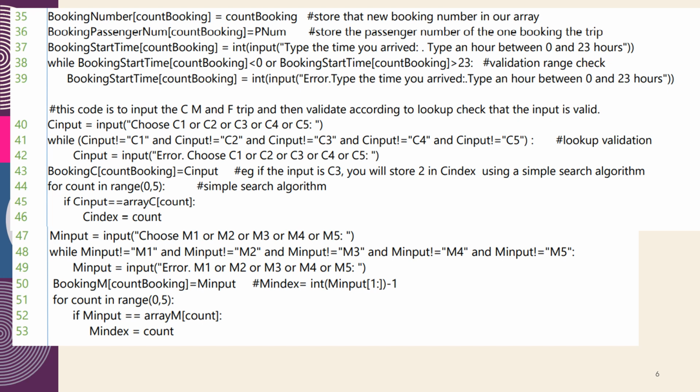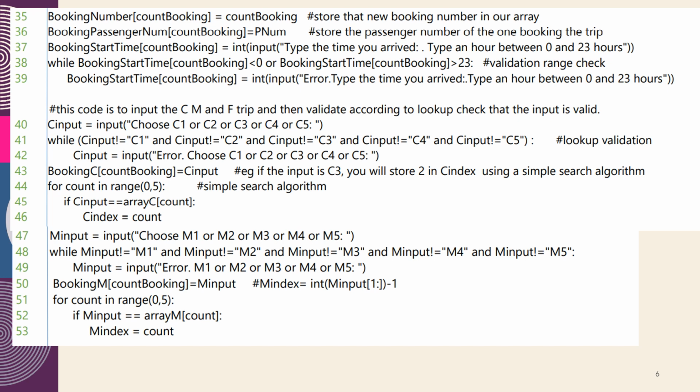So first they input one of those, and line 41 and 42 is a lookup check. Okay, line 43 stores their C input inside the booking C database, in the array. And line 44, 45, 46 are a simple search algorithm which will extract the index of the C1 or C2 or C3 or C4 or C5. So if they typed C3, here's a for count in range 0 to 5. We check what's at index 0. It's not the correct one, not the correct one.